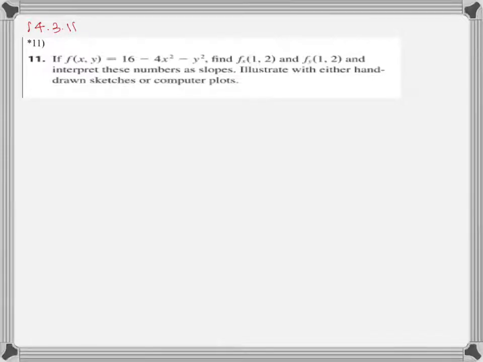Hi, in this video, I will be showing you problem number 11 of chapter 14, section 3. If f of x, y equals 16 minus 4x squared minus y squared, find f sub x, the partial derivative of f with respect to x at (1, 2), and the partial derivative of f with respect to y at (1, 2), and interpret these numbers as slopes. Illustrate with either handwritten sketches or computer plots.